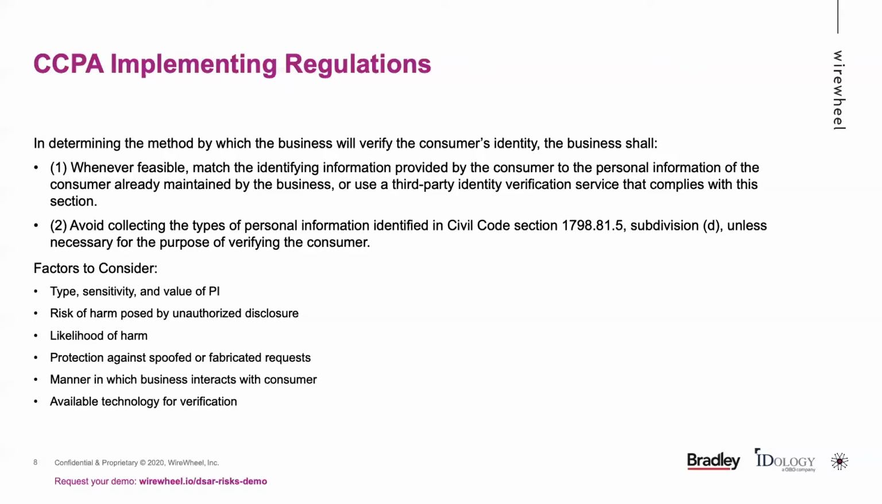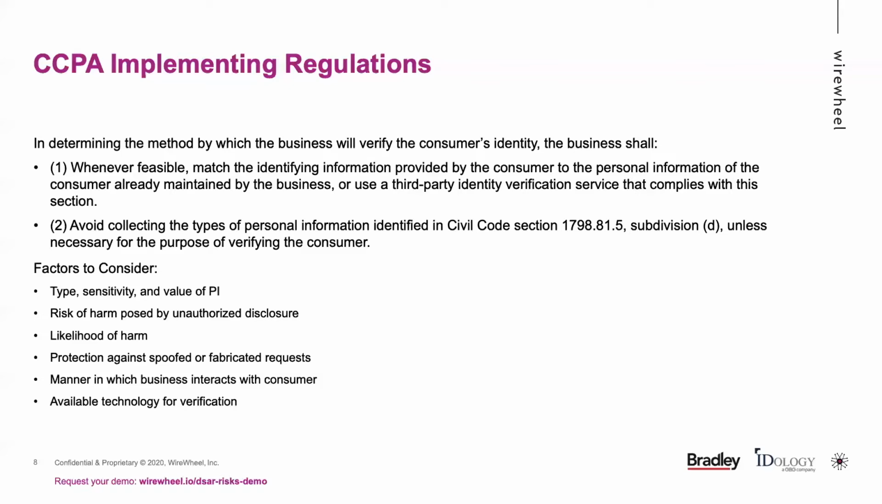Some other factors that need to be considered are going to be the risk of harm posed by any kind of unauthorized disclosure of information. The likelihood of harm, and this kind of goes to whether there are particular individuals, or particular types of criminal activities going on, that make that type of information particularly vulnerable. Protection against any kind of spoofed or fabricated request. So if you have reason to believe that it's not a true request, not an actual individual who's making it, then you may have to take additional steps in order to verify that individual.